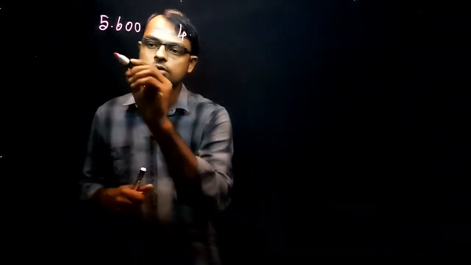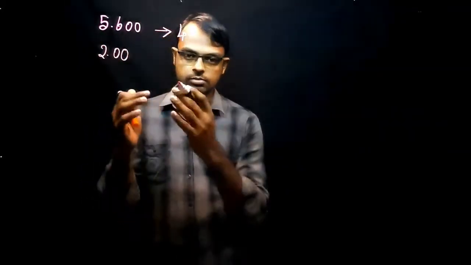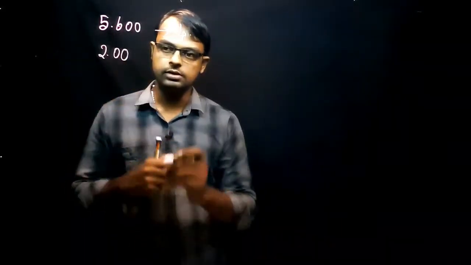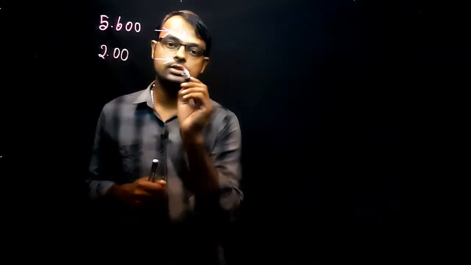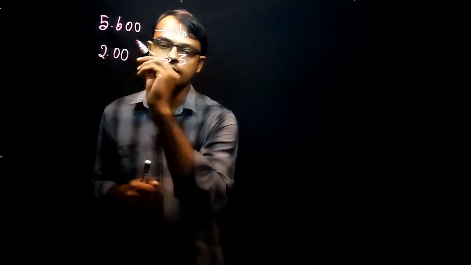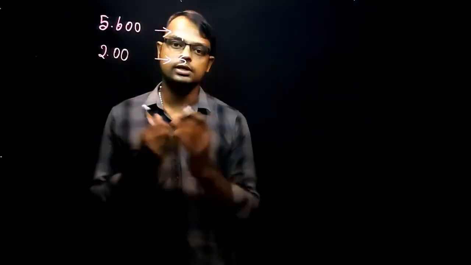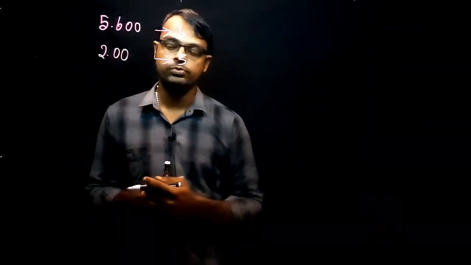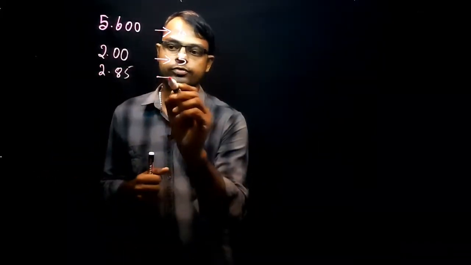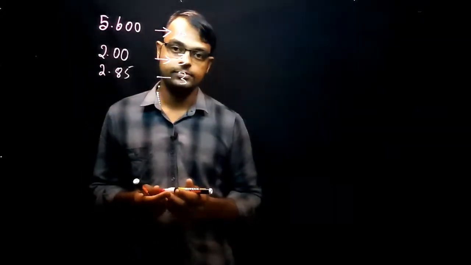One more example: 2.00. It is a decimal number. How many significant figures are here? Since it is a decimal number, all the zeros are significant. The number of significant figures here is 1, 2, 3. So in the case of a decimal number, all the digits are significant, including the 0. If I simply write 2.85, no doubt in that. How many significant figures are here? 3, because these are all non-zero digits, the first rule. I hope it is clear.